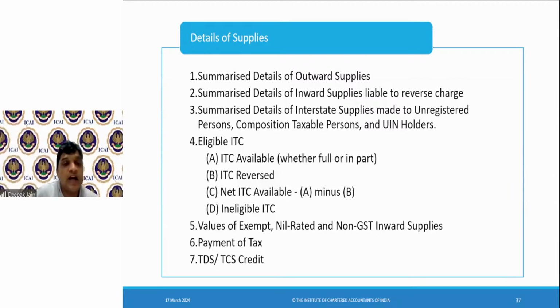Then eligible ITC. What is the ITC which is available? What is the ITC I've reversed? And this is my net ITC. And I will also report ineligible ITC, which I'm not eligible for. That also I will report. Then the value of exempt, nil rated, and non-GST inward supplies. And payment of taxes and any TDS and TCS. So this is what I will report.